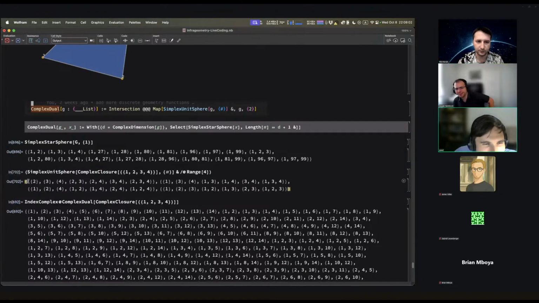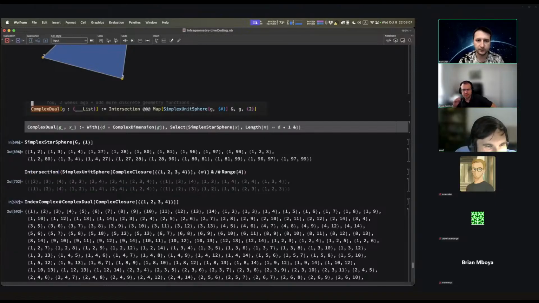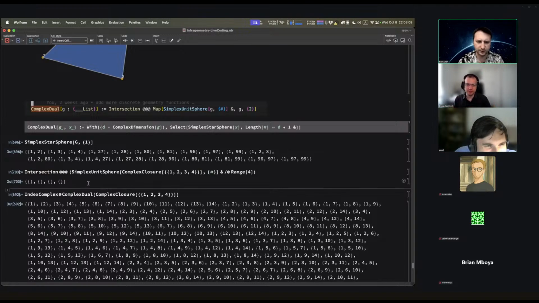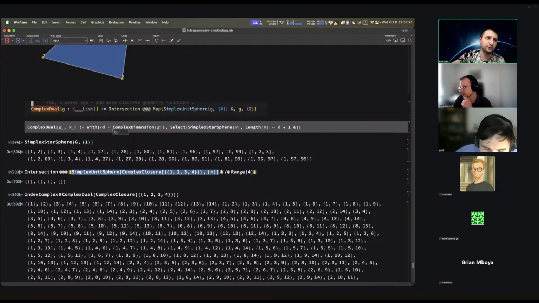Isn't there this one missing? No, I just tried it. Why is this empty? Confused. Oh, it's for the whole dual. It's not the dual for a single simplex, it's the dual for the whole complex, right? It makes a dual. Maybe it needs some filtering or something. It's not like we're defining it as.